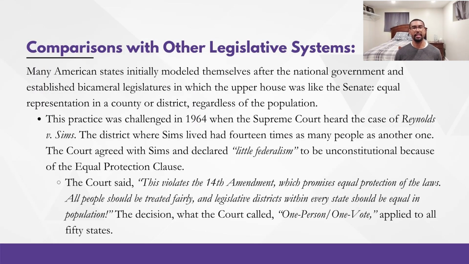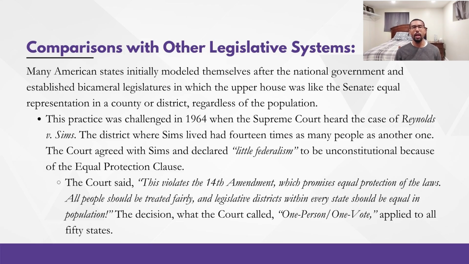Many American states initially modeled themselves after the national government and established bicameral legislatures, in which the upper house was like the Senate, equal representation in a county or district, regardless of population. This practice was challenged in 1964 when the Supreme Court heard the case of Reynolds versus Sims. The district where Sims lived had 14 times as many people as another one. The court agreed with Sims and declared little federalism to be unconstitutional because of the Equal Protection Clause.